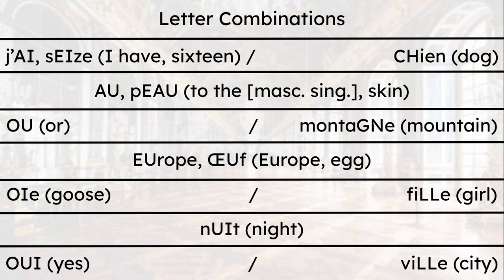LL sometimes makes the y sound, like fille, fille means girl. UI is like a we, with more rounded lips, which is OUI. But also LL can make an l sound, so like ville, ville. Okay.